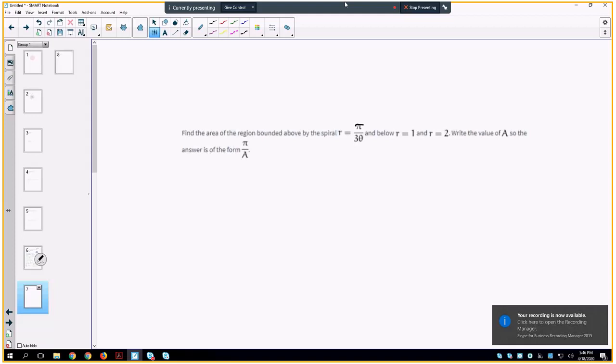The problem tells us to find the area of the region bounded above by the spiral r equals pi over 3 theta, and below by r equals 1 and r equals 2. So with r equals pi over 3 theta, it's clear that we have a relationship between r and theta. We can think of r as a function of theta, or theta as a function of r.